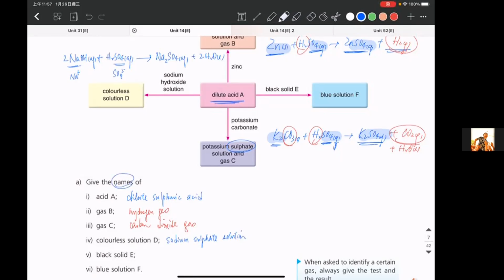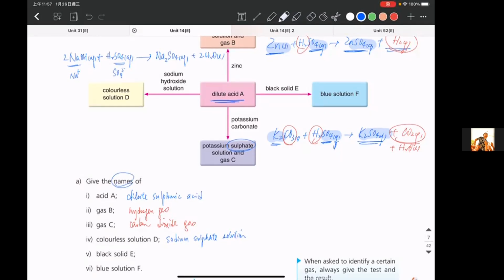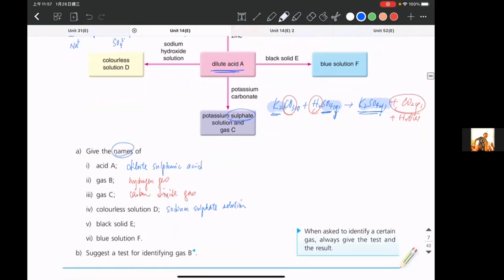How about black solid E? I add it together with an acid to form blue solution F. What can it be? What is the black solid? Once we react with acid, they will form blue solution.